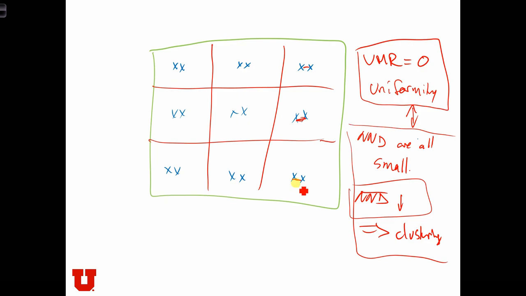So instead of just focusing on one distance for, say, this is our target point, we find the distance to that point, that point, that point, that point, that point, and these two points. And we use this distribution of distances to investigate the spatial pattern.